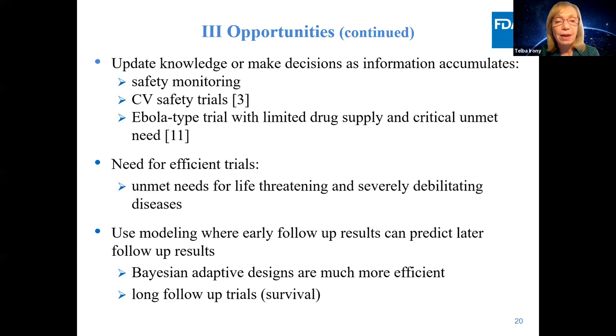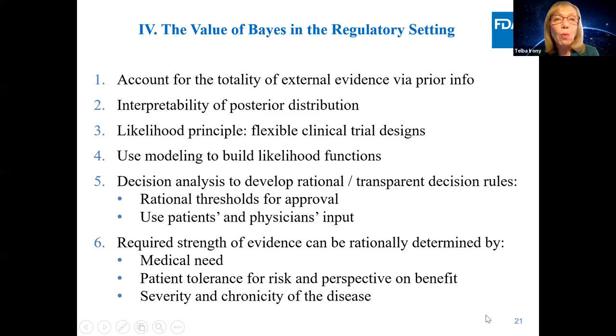So in summary, what's the value of the Bayesian approach in regulatory decision making and in the regulatory setting? It gives you a tool to account for the totality of external evidence via prior information. It's very easy to interpret. The posterior probability is something that everybody can interpret. It's very different than p-values. You can use the likelihood principle to use flexible clinical trial designs. You can use modeling to build the likelihood function.